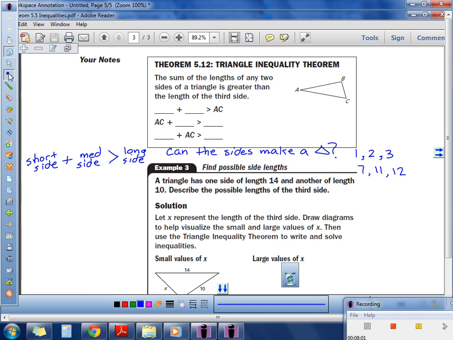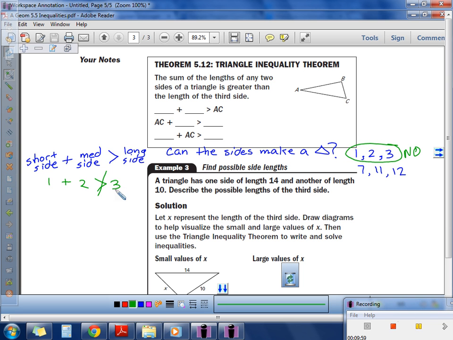So we can now apply that to a little question over here. Which ones are the short and mediums on these 3 numbers? Does 1 and 2 add to be greater than 3? 1 plus 2 is equal to 3. So this will not make a triangle. So what I was saying here is, can these 3 numbers make a triangle? The answer is no. When we plug these into our formula, 1 plus 2 is not greater than 3.